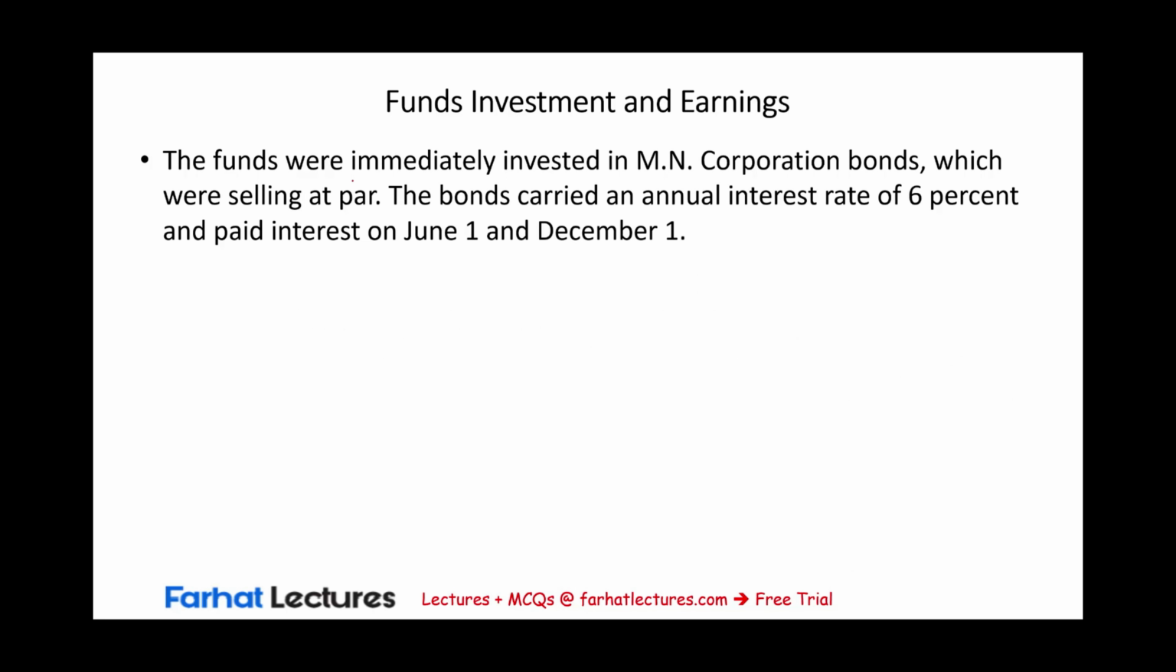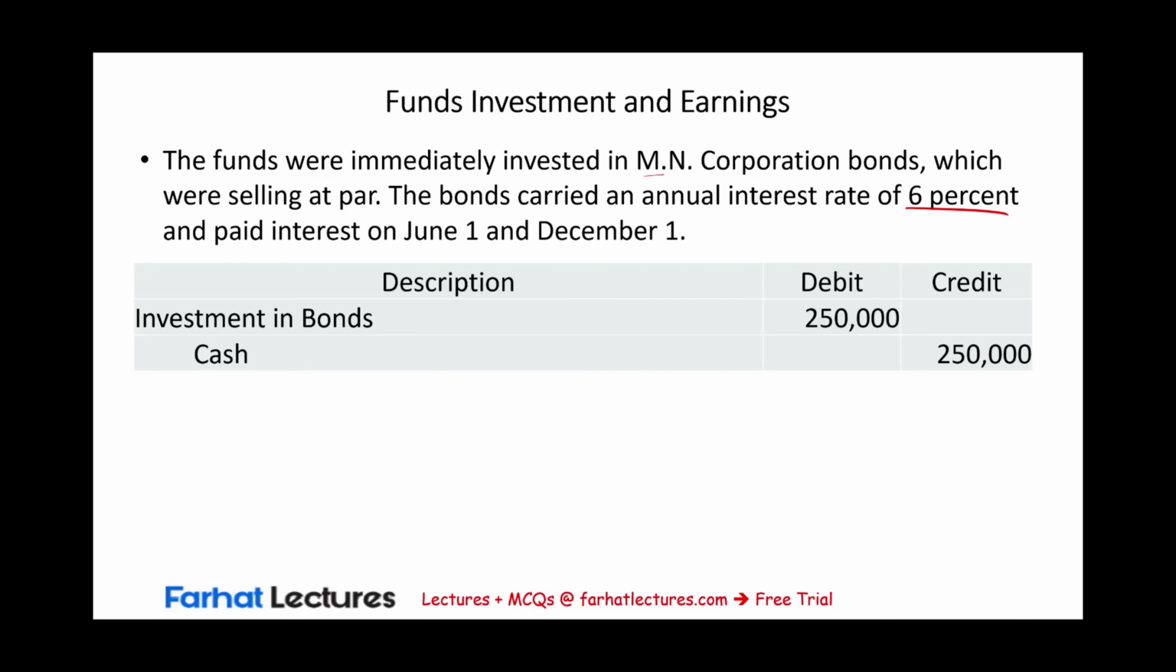The funds were immediately invested in M&N Corporation bonds, which were selling at par. The bonds carried an annual interest rate of 6%. Let's invest the money. So we took the cash, we bought an investment, we increased the investment in bonds, and we reduced the cash. We used up all the cash. Now the cash is down to zero.